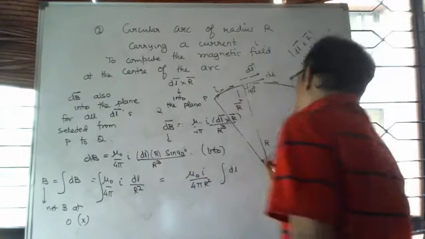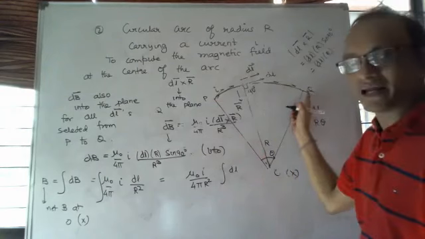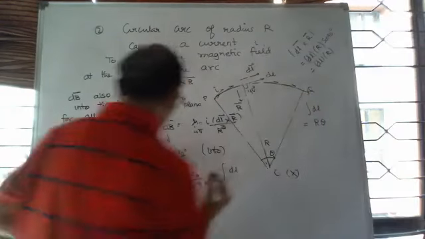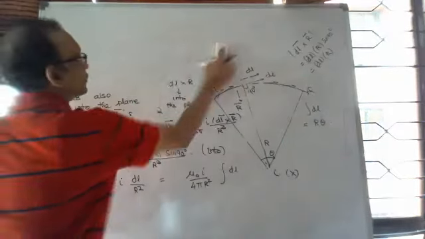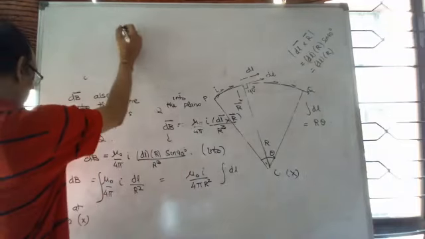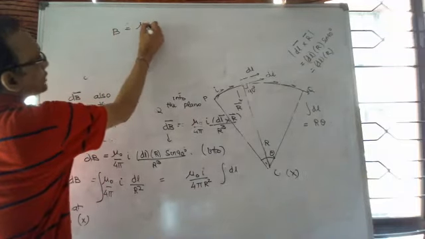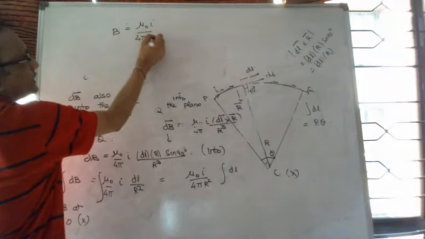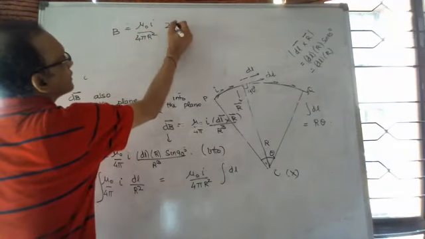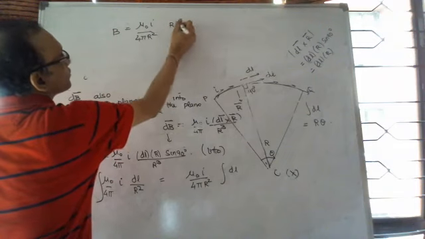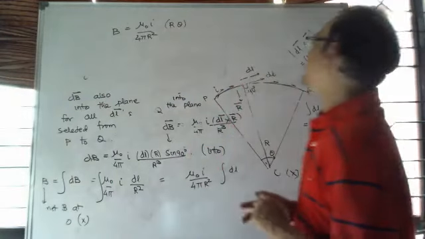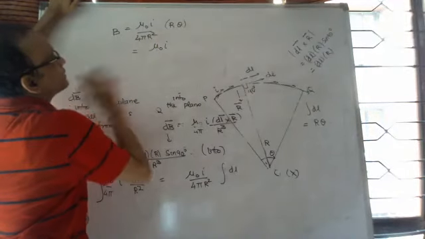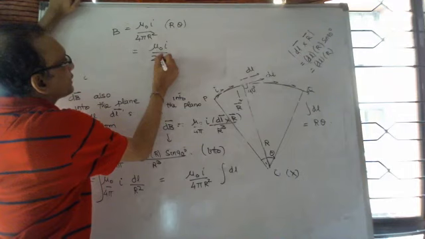R into this angle theta, that will be the arc length. So B is mu naught I by 4 pi R squared, integral dl is like R theta. Theta is in radians, okay? Theta in radians. Tabhi to arc length is R theta. So this is like mu naught I by 2 pi R.